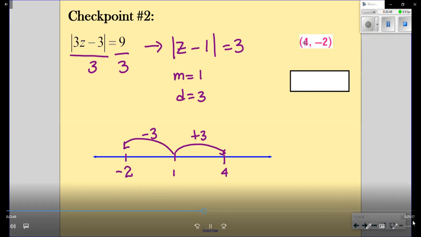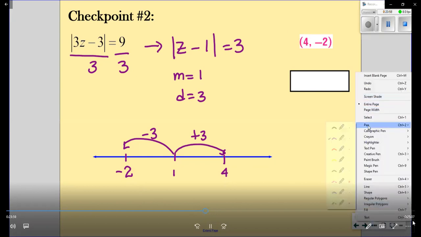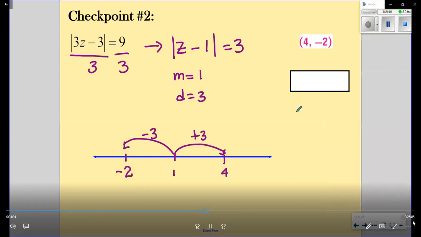So our two solutions, I forgot to tell you that the answer was in parentheses. That's not correct. It should be like this, with this squiggly line. Because parentheses tell you that's an x and y value, which is not correct.